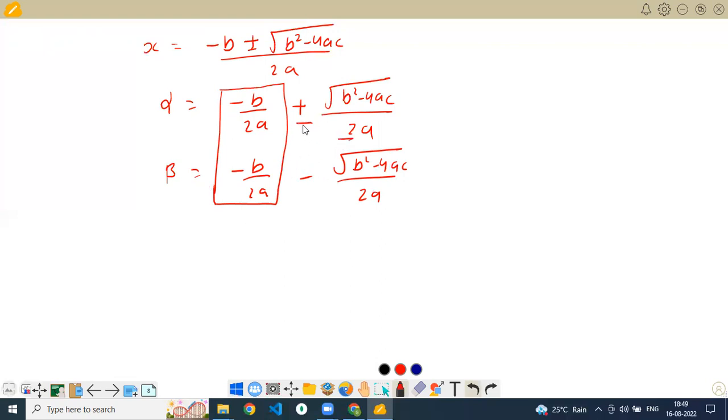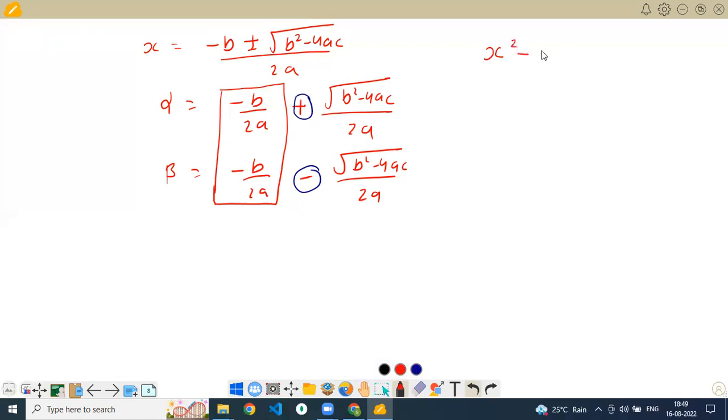Plus something, plus something, and minus same thing: square root of b square minus 4ac upon 2a. Again, I will come to my very simple question.